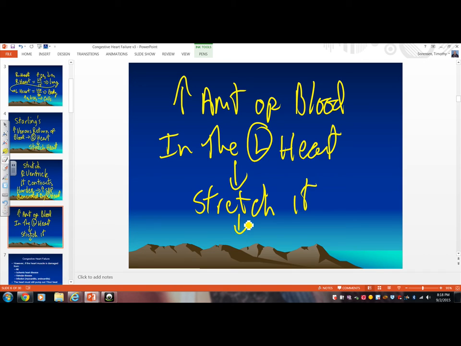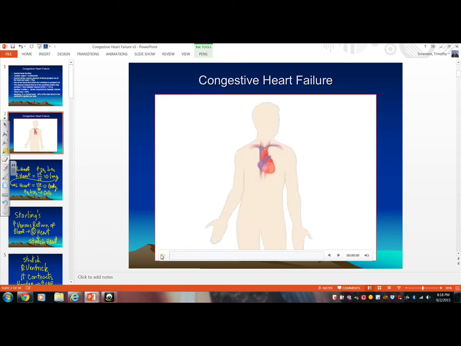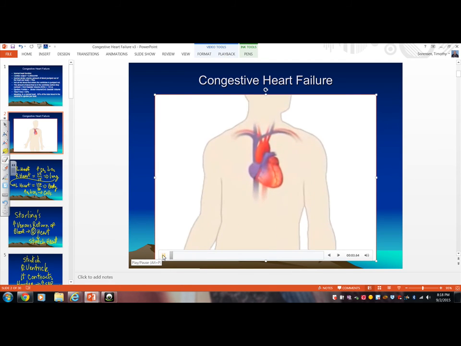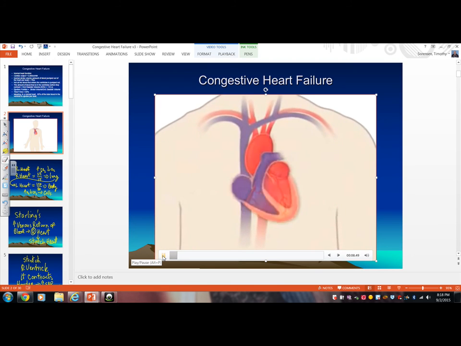And when you stretch it in a normal heart, you increase the force of contraction, and the left heart generates more pressure. So if the left heart generates more pressure, your systolic blood pressure is going to go up. So watch. And again, this is critical.